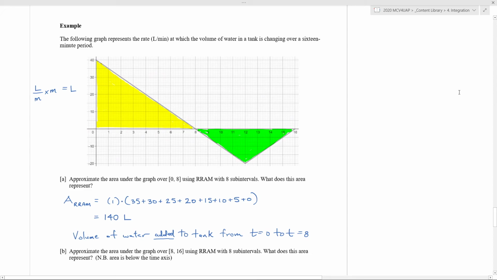In part A, it says approximate the area using RRAM with 8 subintervals. And what does the area represent? Just from 0 to 8. So this is the yellow part. So the width is 1. And keep in mind again that for your rectangles, this is your height, and you're multiplying by a width, and your units are liters again. We've got a rate of volume per unit time, and when we find the area under that, it will give us the change in volume.